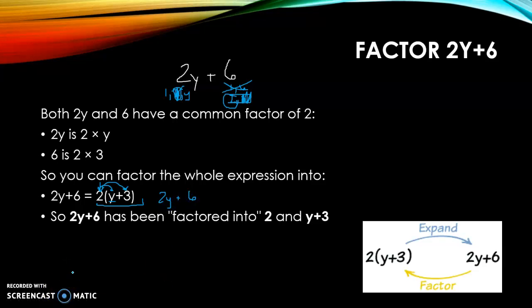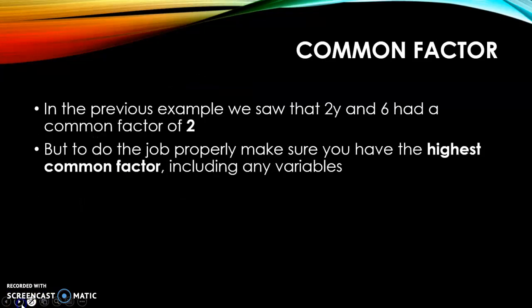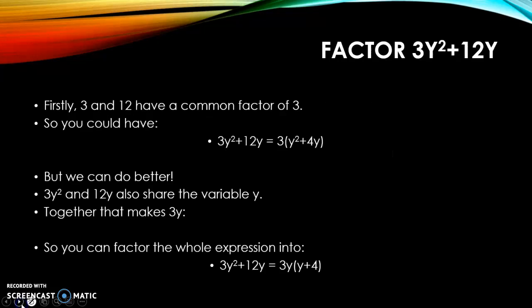So factoring is the reverse of distributing. It's pulling out any common factors. In the previous example, we saw that 2y and 6 had a common factor of 2, but in order to factor properly, we have to make sure that we have the highest common factor pulled out, including any variables.